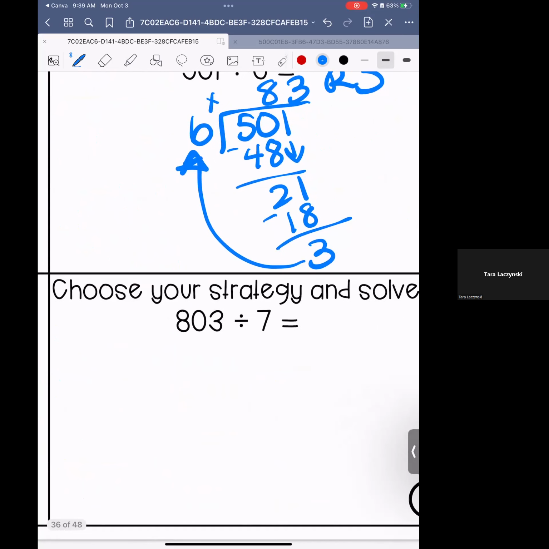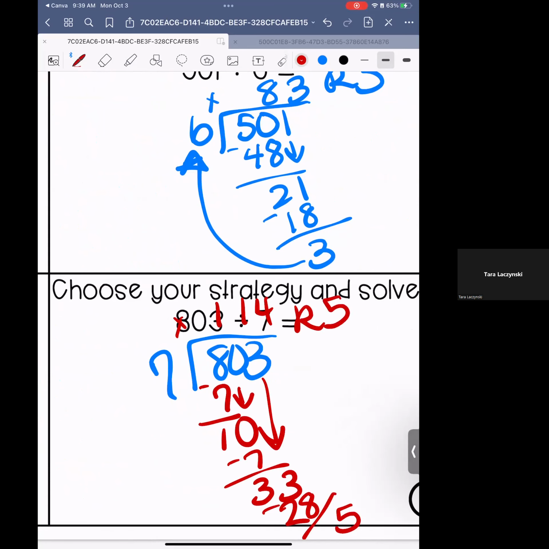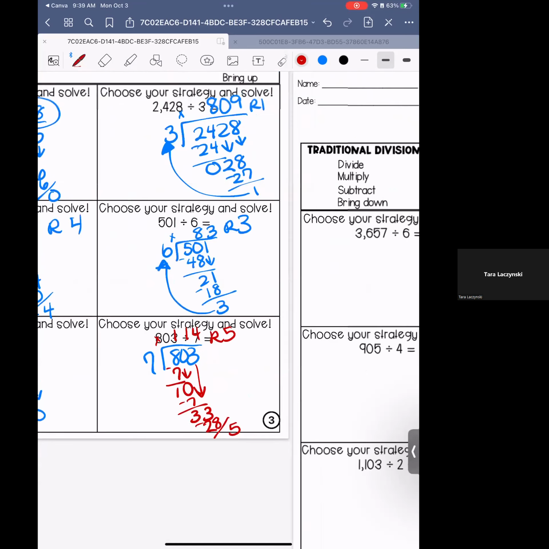Last one for this page, 803 divided by 7. 7 goes into 8 1 time. 1 times 7 is 7. Subtract for 1. Bring down our 0. 7 goes into 10 1 time, which gives us 7. Subtract for 3. Bring down our 3. 7 goes into 33 4 times because 7 times 4 is 28. We subtract and have 5 left over. That is our remainder, 114, remainder of 5.